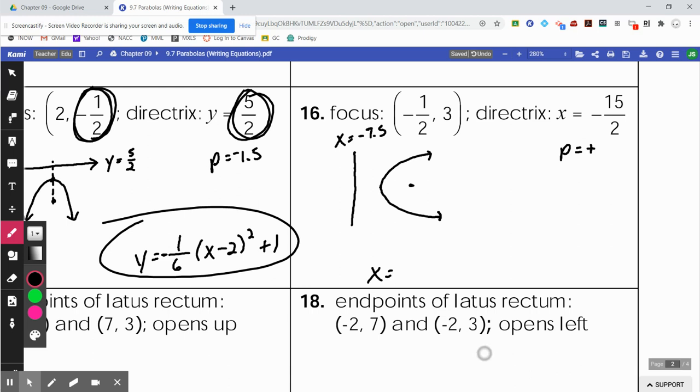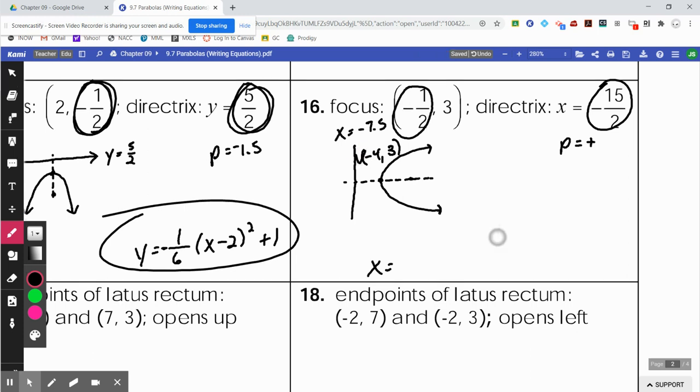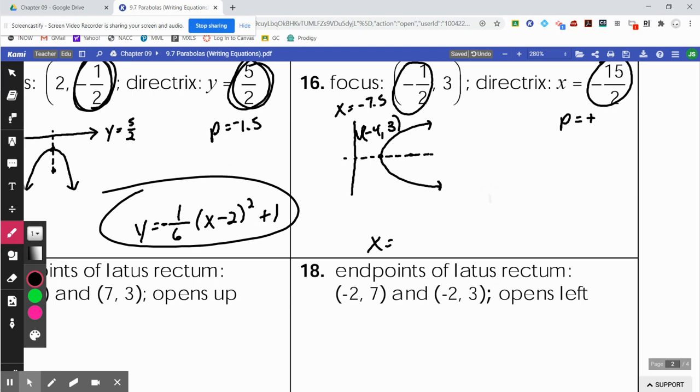The vertex is going to have the same y value because it's a horizontal parabola. So my x value is going to be different, but my y value will be the same as the focus. To find the x value, we're going to see what's between -1/2 and -15/2. When you add them, you get -8, divided by 2 gives you -4. So therefore, there's your vertex. You can put a V in front of it if you'd like to.